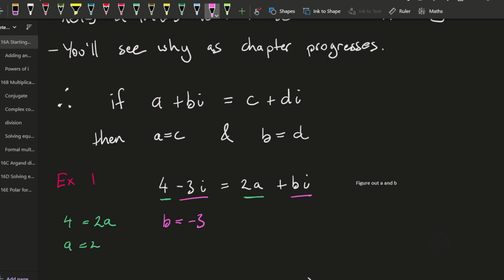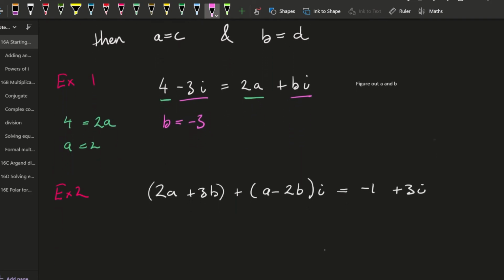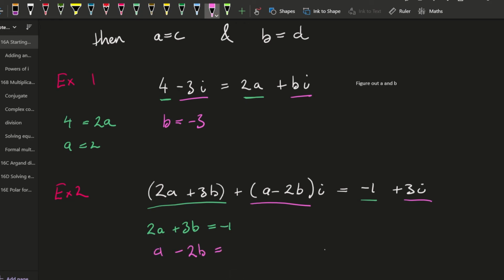Let's have a look at the next example, which is a little bit more challenging, but I think you'll be fine. We've got this complex number here represented in a slightly more complex way, but this is still the real component, and we've got the real component over here. And this part here is still the coefficient for the imaginary part. So 2a plus 3b has to equal minus 1, and a minus 2b has to equal 3.